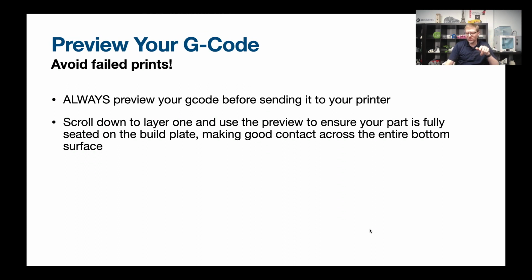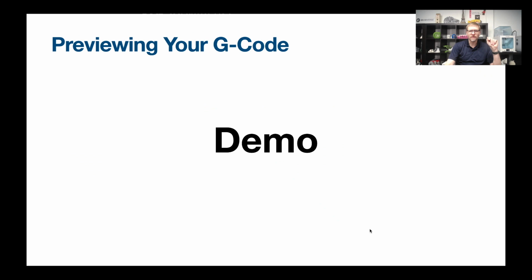Go to the preview mode in your slicer after you've set all your settings and you've sliced it, and you can scroll down through your layers, at least in every slicer I've seen. Scroll all the way down to the first layer and look at that number one layer and how it's going to print. And I'm going to show you why that's so important in a moment here. So, having said that, let's switch over to demo mode.